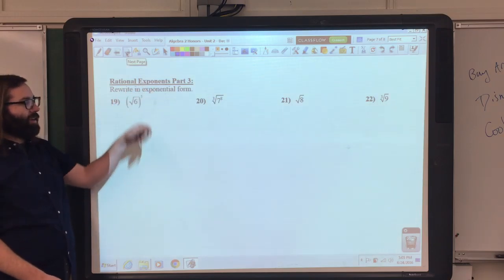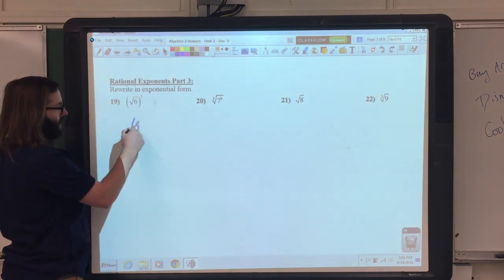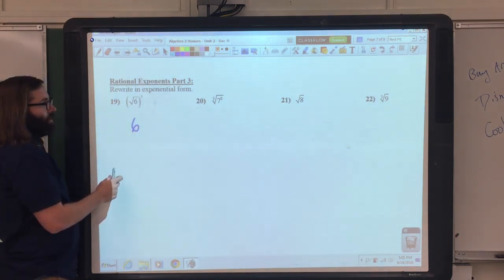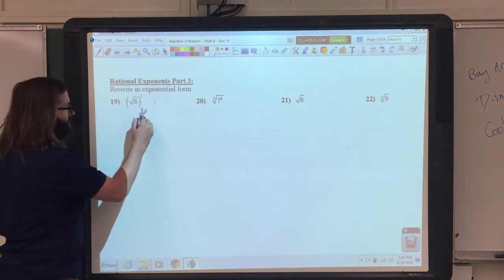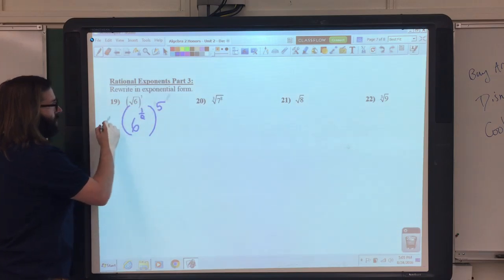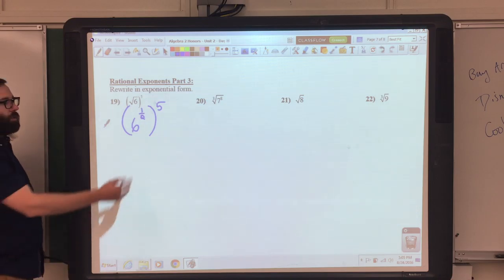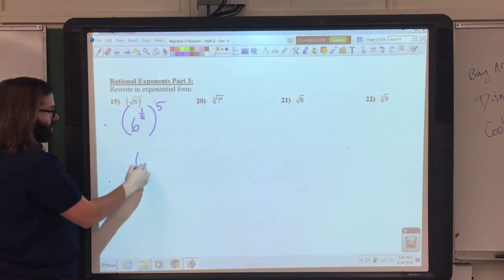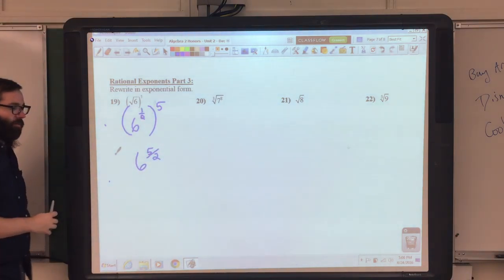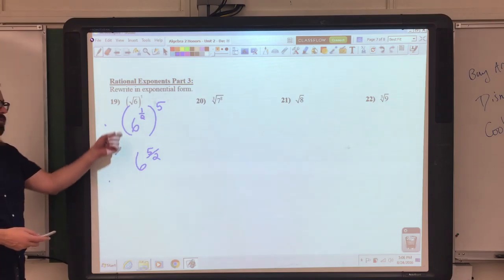Number 19, we are rewriting this in exponential form. So we want fractions in our exponents. Our base, we got 6. This is really 6 to the 1/2 to the 5th power. So we can simplify this a little more. Since we have a power, you multiply these two. So it's really 6 to the 5/2. Both of these are correct. It doesn't say to simplify, so you could leave it like this.